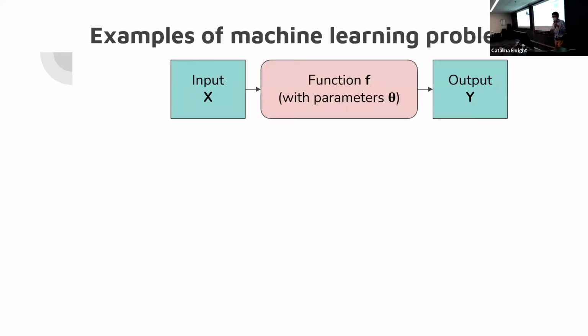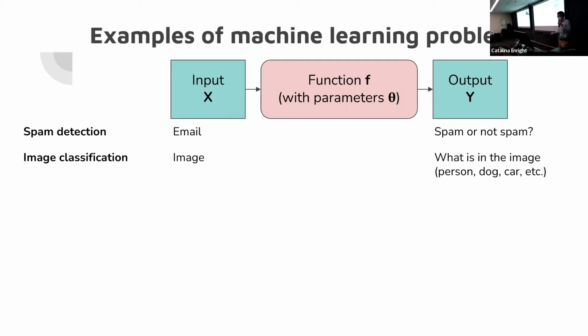So let's just quickly cover some examples of how this might be useful. In everyday life, if you've used email, you've probably encountered the spam detection algorithm, which can take an email and try to classify if it's spam or not. In image classification, you take an image and you want to predict what is in the image, like a person, dog, car, etc. This sounds very basic, but it's actually a very critical building block if you want to have any system that can perceive the world, such as a robot or a self-driving car.